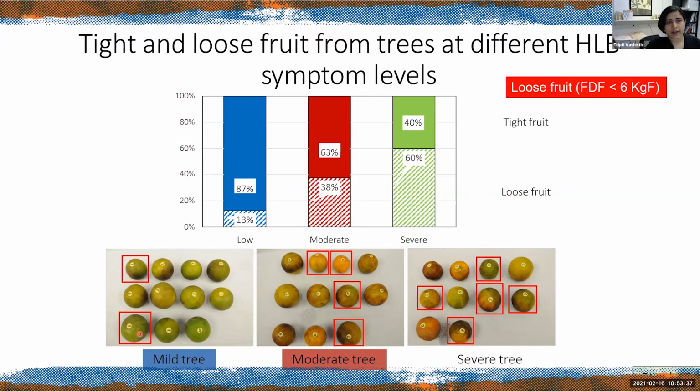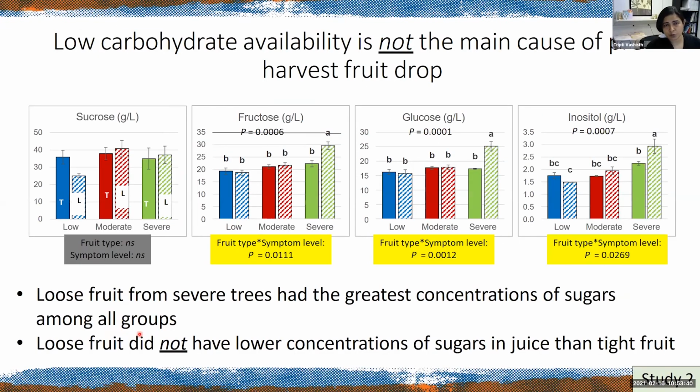Anyways, so when we looked at the carbohydrate levels in the juice of these fruit, interestingly, what we saw is, let's talk about glucose here. The patterned bar is the fruit that was loose. And what we found is that the juice from the loose fruit of severe trees has more glucose than the fruit that stayed on the tree, or compared to the mild fruit.